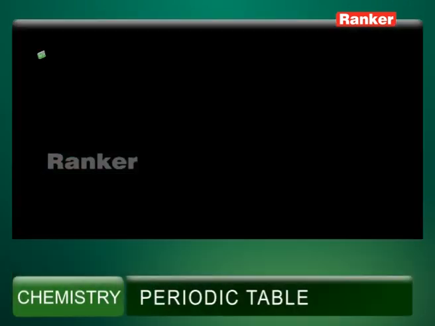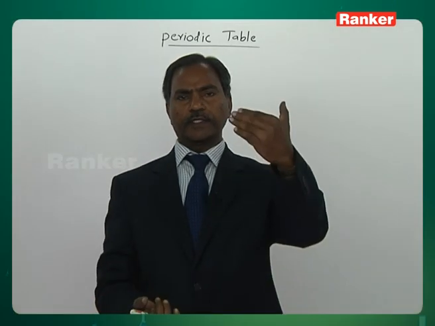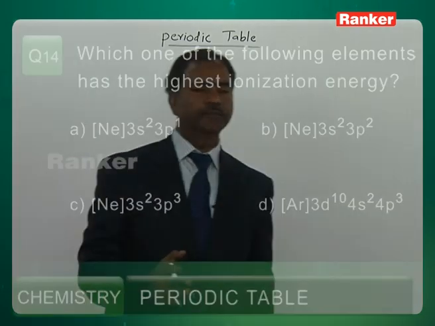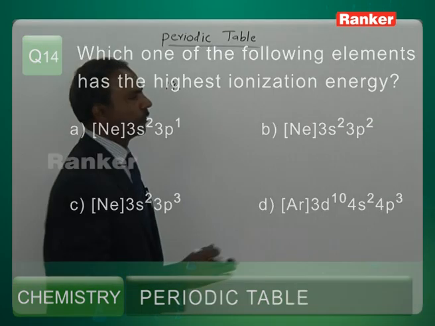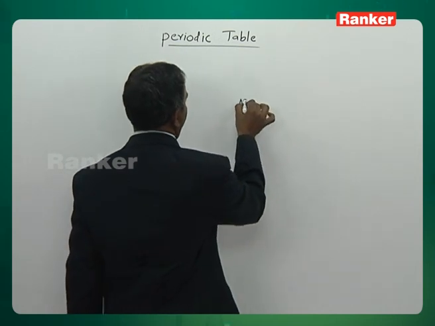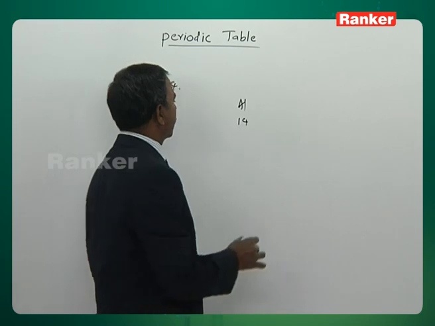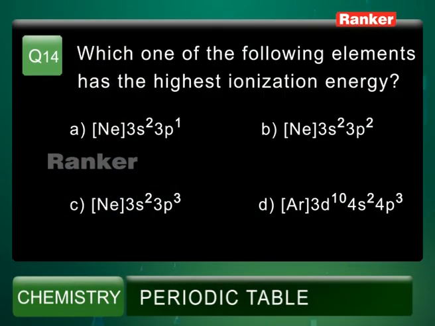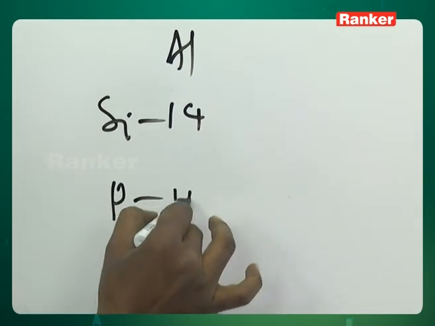Question number 14. Which one of the following elements has the highest ionization energy? Wherever the question is about the highest ionization energy, you see which of the following has a stable electronic configuration. Option A is neon 3s2 3p1, that is 13 electrons, representing aluminum. Neon 3s2 3p2 represents 14 electrons, silicon. And C, neon 3s2 3p3, represents phosphorus with 15 electrons.